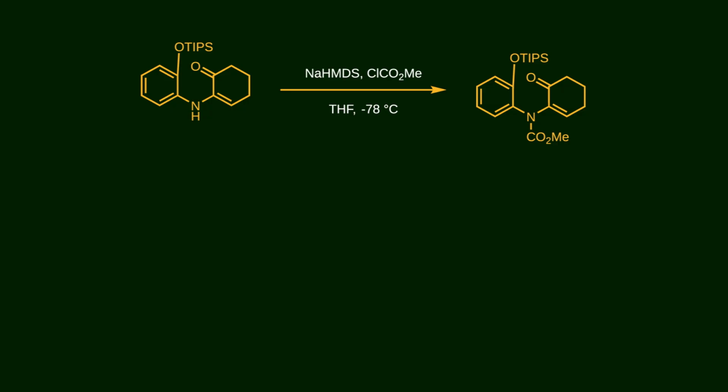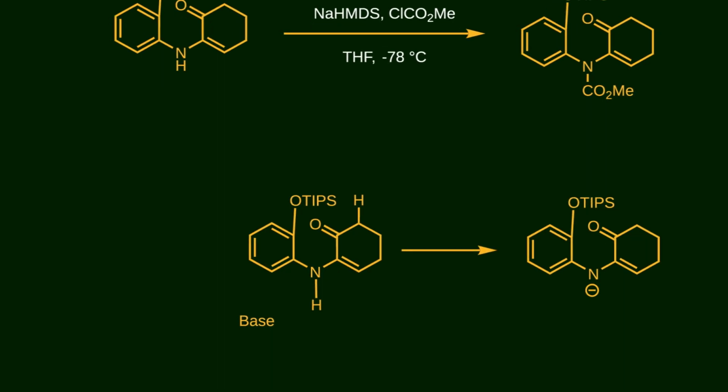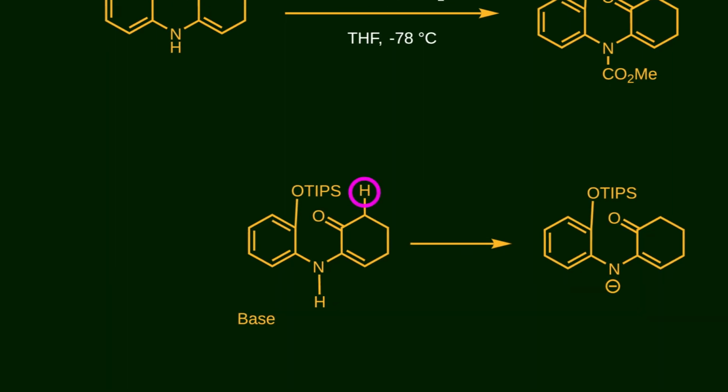But which is the most acidic proton in this compound? There is one acidic proton in the alpha position of the carbonyl group, and another is attached to the nitrogen atom, which is actually more acidic than the other. So we face a chemoselective reaction in which the base abstracts a proton only from the nitrogen atom.